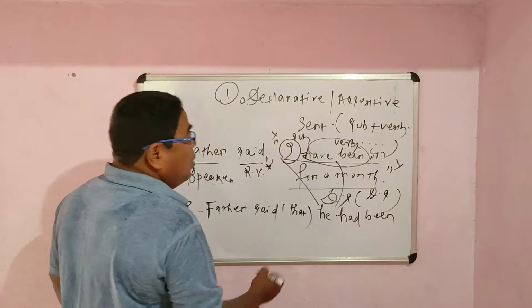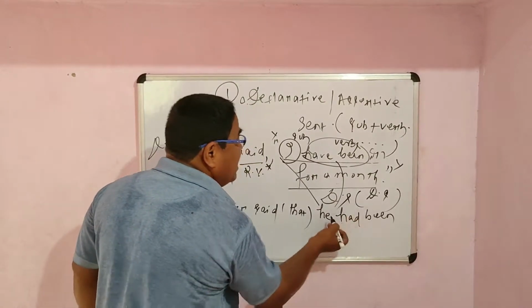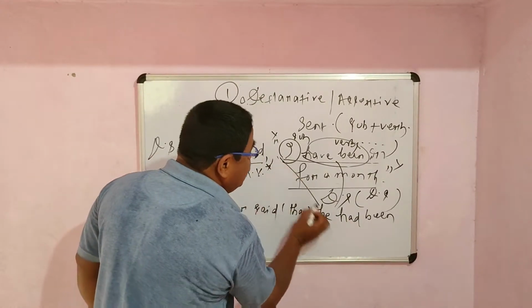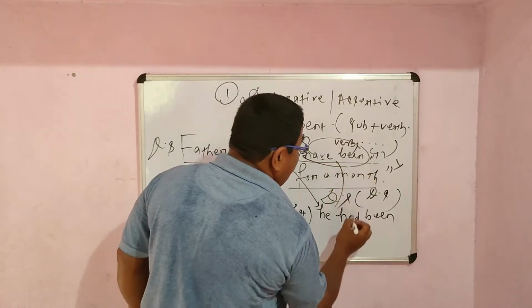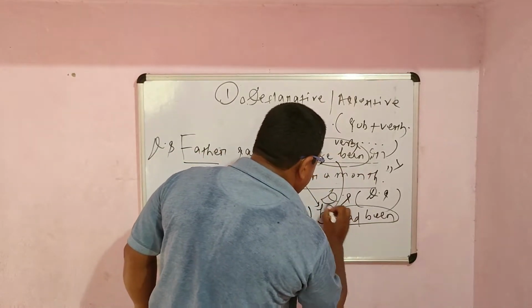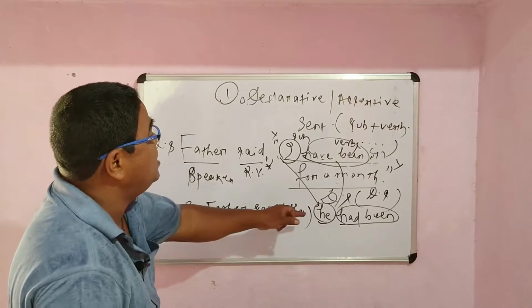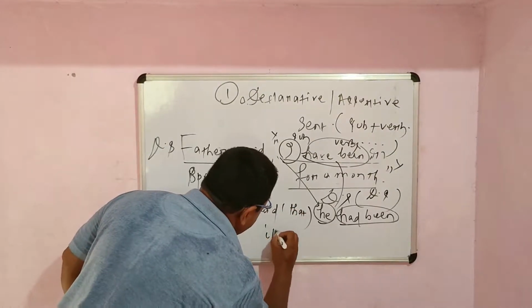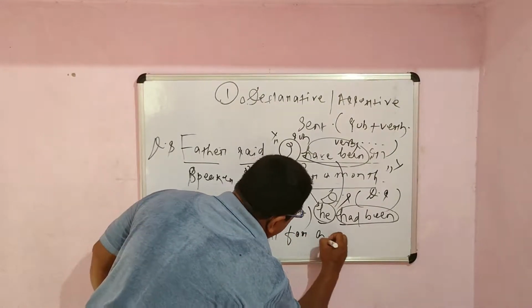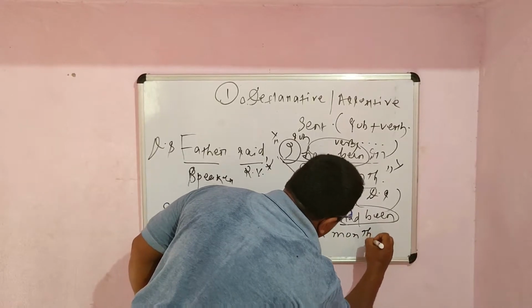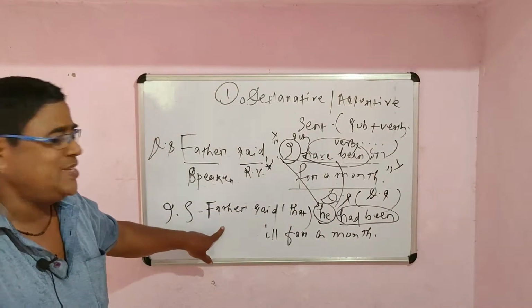Now just notice what type of changes I am effecting in the indirect speech. First, I is changed into he. Have been, present perfect, is changed into had been. So these expressions are getting changed. Then ill, then for a month. Okay, so now you get your indirect speech.